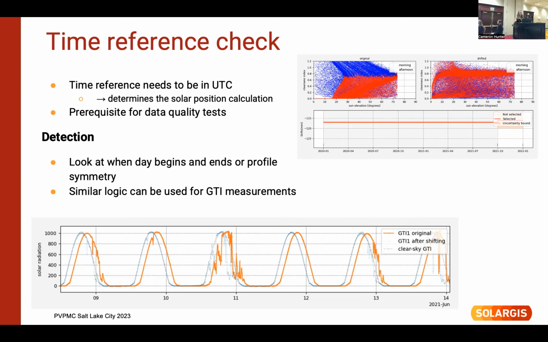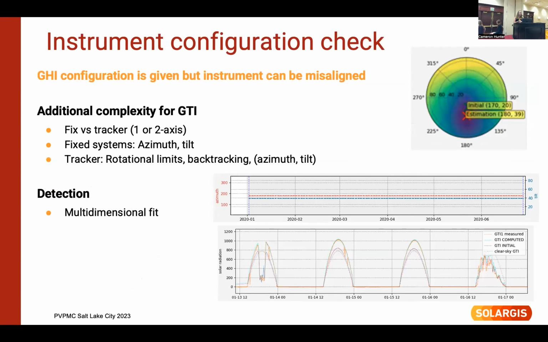Fortunately, the day begins and ends for all instruments at the same time. So we can reuse the same logic for GHI, diffuse, GTI, both fixed and tracker. So this is no problem. But then, things start to get more complicated, and we need to do an instrument configuration check. For GHI, there is nothing much to do, because it's an instrument which is installed horizontally, and there is no configuration really. The only thing which can happen is that somebody doesn't install it completely horizontally, and the instrument can be misaligned.